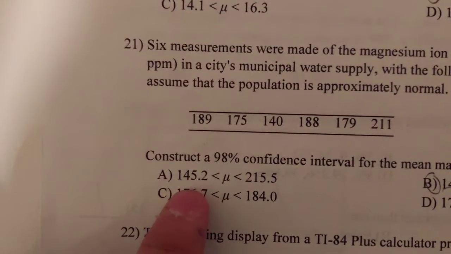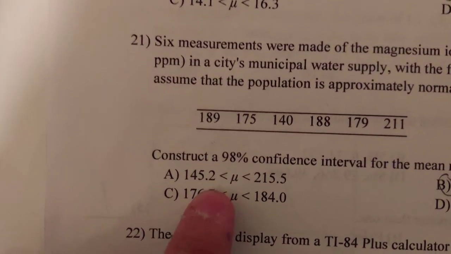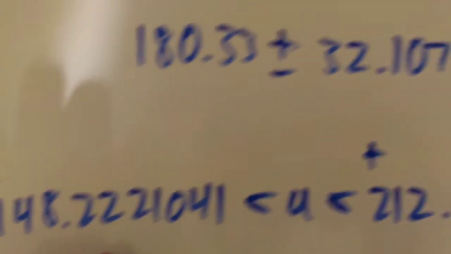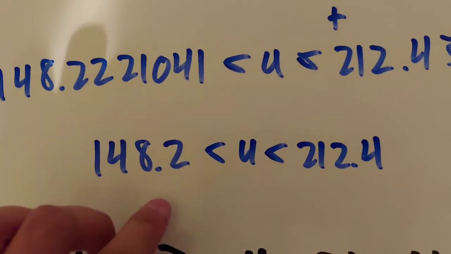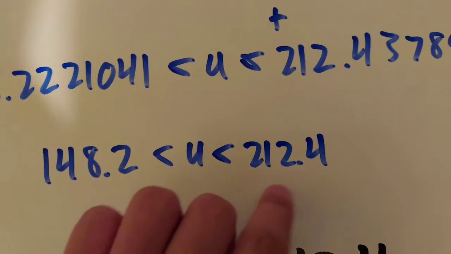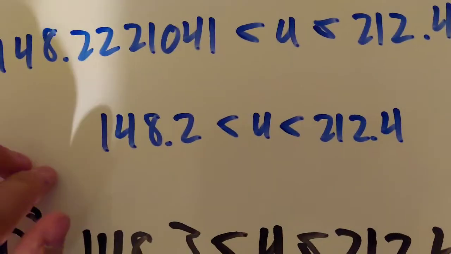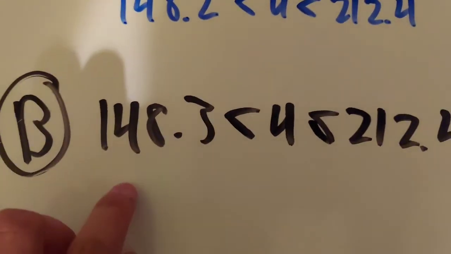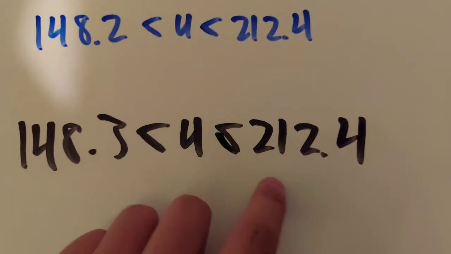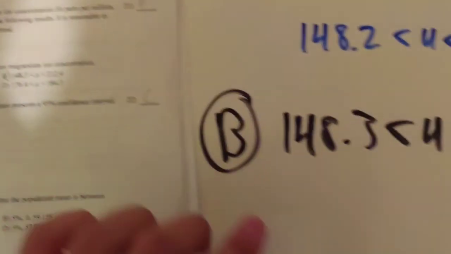Now, as shown in the homework, we're only going to get 3 whole numbers and 1 decimal point. So we're going to do that to our answer, and it's going to give us 148.2 and 212.4. It isn't the exact answer, but as close as we can is 148.3 and 212.4. So our answer is B.